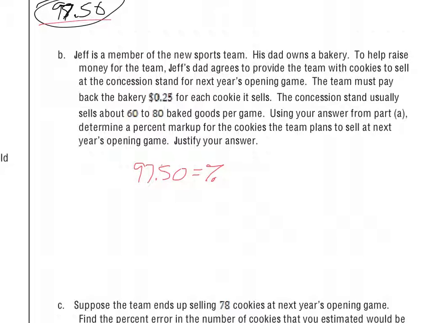So here we've got some interesting choices, because it says the concession stand usually sells about 60 to 80 baked goods. Well, if I'm running this particular show, I feel like I want to pick one of these values rather than the other if I'm trying to plan ahead. Talk with your partner. Which of these two values do you think makes the most sense if you're trying to plan to assume that you want to make all of the money, the 60 or the 80?